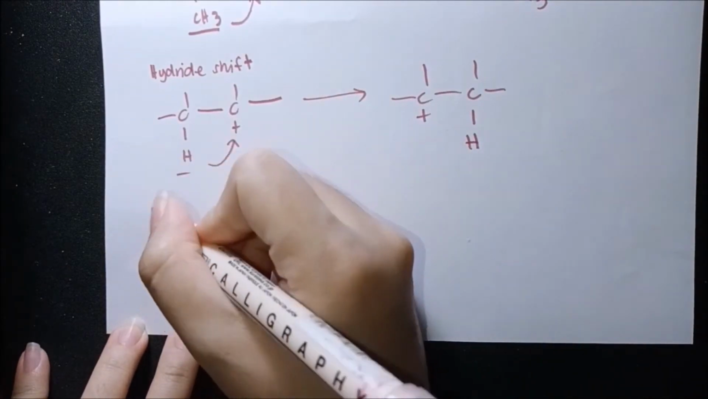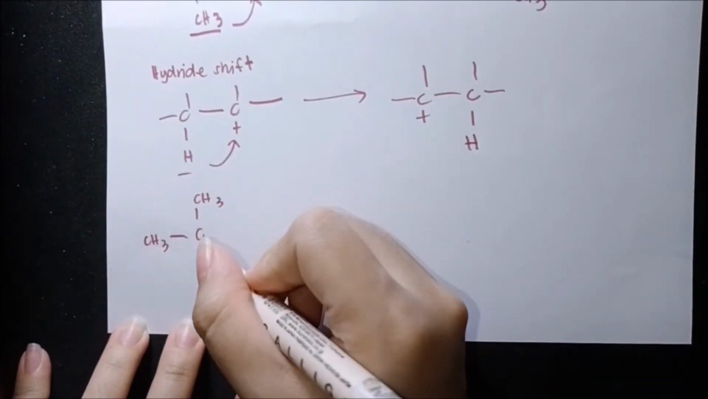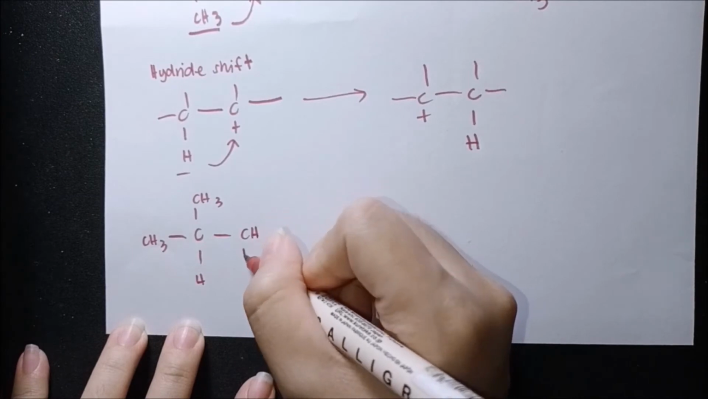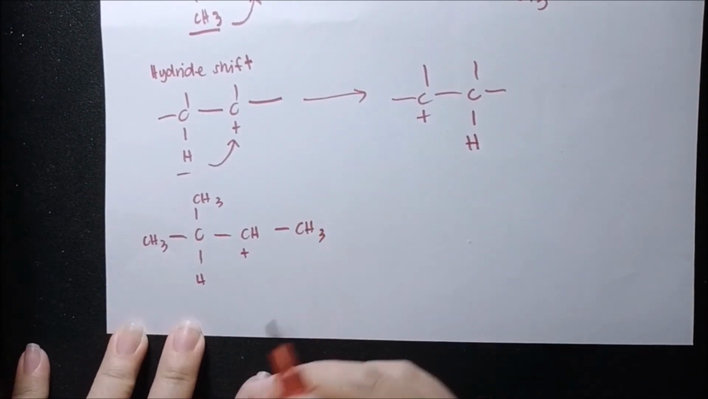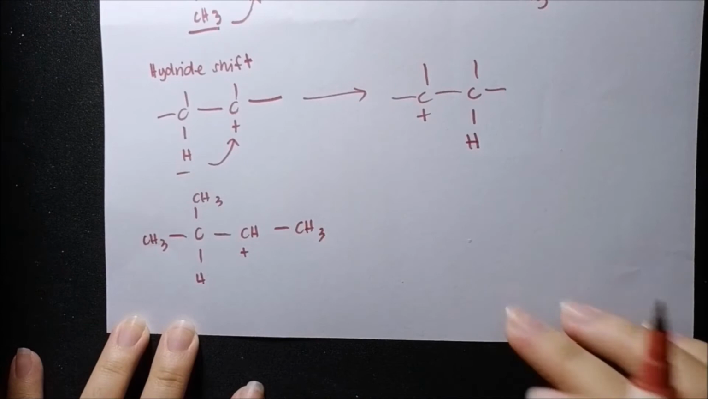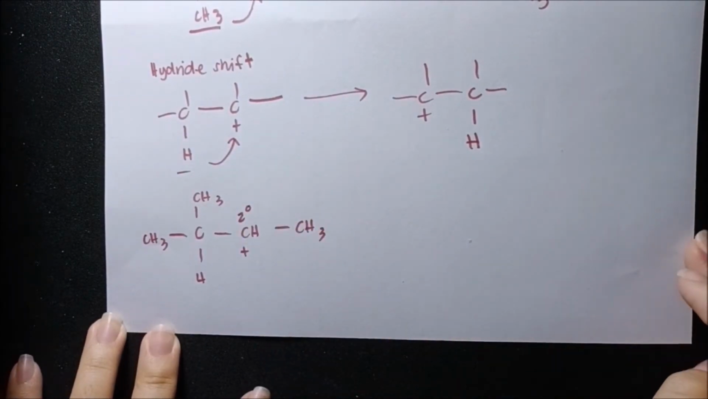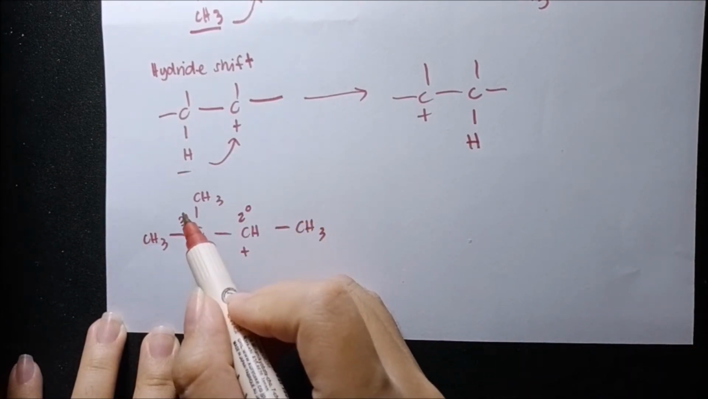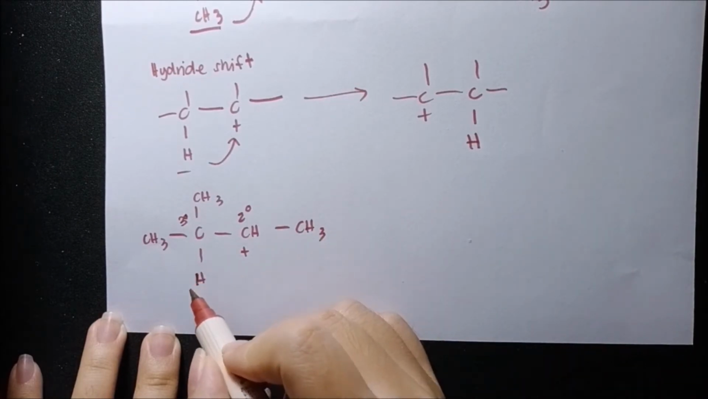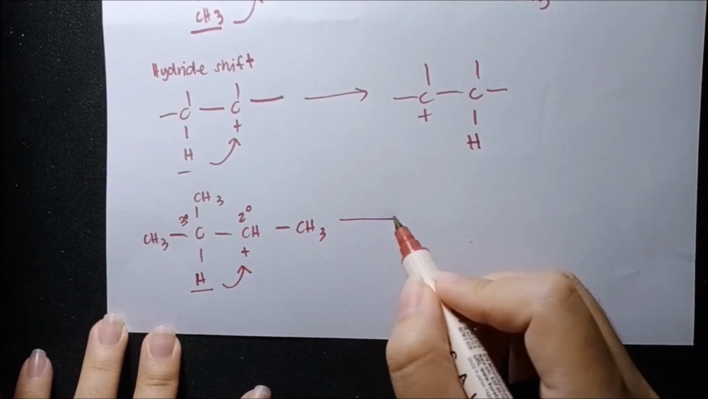For an example, let's have this carbocation. We can see again that this carbocation is a secondary one because the positive charge is on the secondary carbon. A more stable carbocation than this is a tertiary one, and we can have that if the hydrogen atom will shift from the tertiary carbon to the secondary one. And there.